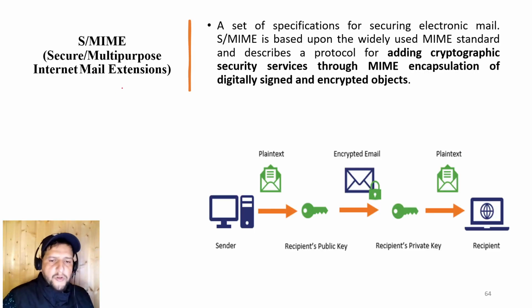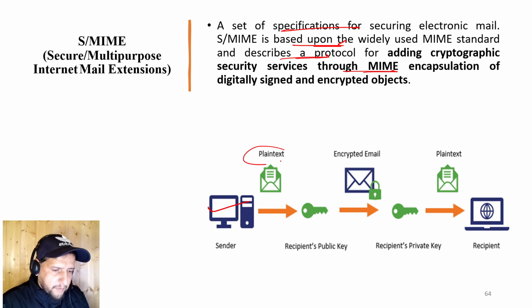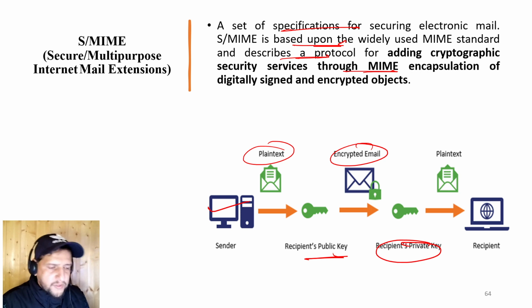S/MIME is Secure Multipurpose Internet Mail Extensions, a specification for securing electronic mail. This is based upon the widely used MIME standard and describes a protocol for adding cryptographic security services through MIME encapsulation of digitally signed and encrypted objects. Like, you have a sender who is going to send plain text. He's going to get the recipient's public key, encrypt the email, and send it to the receiver. The receiver can use his private key to decrypt it.